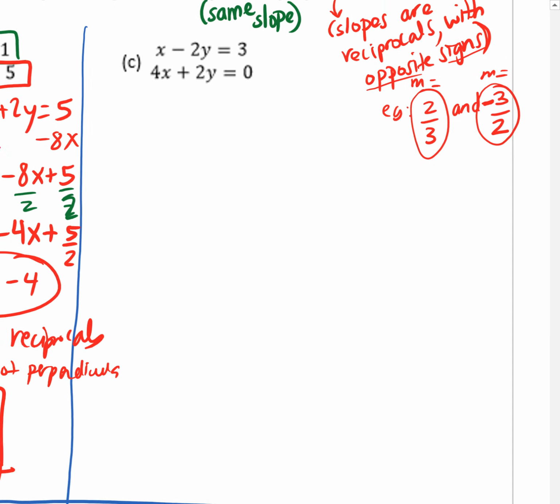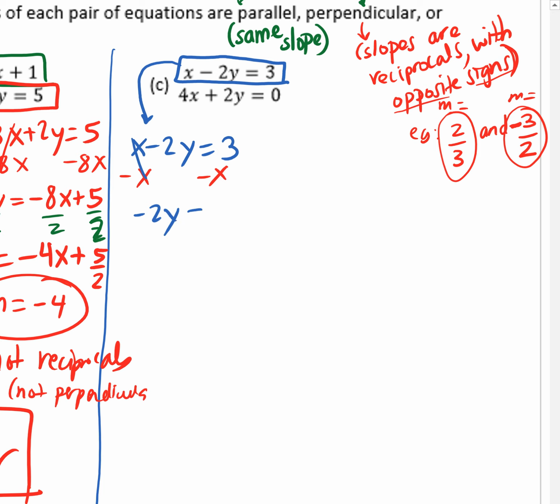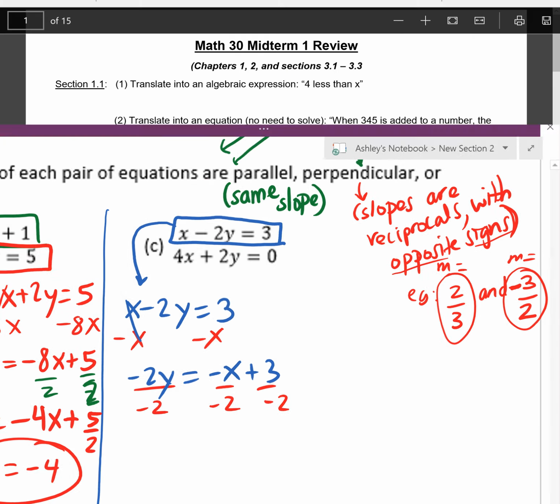Okay, last one of this type. So I need to do the same thing. Unfortunately, both of these don't have y by themselves, so I'm going to have to work a little bit on both of these. X minus 2y equals 3. If I want to isolate y, I'd better move the x over. Then I'll have negative 2y equals negative x plus 3. And then lastly, to get rid of that negative 2, I'll divide both sides by negative 2, every single term.